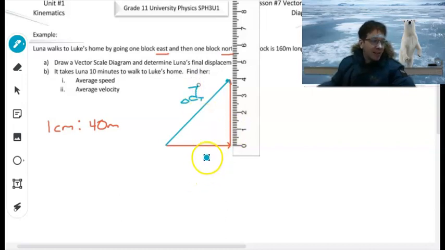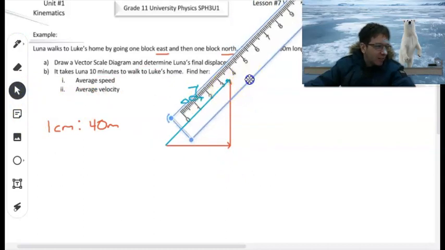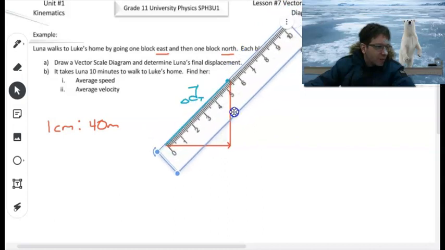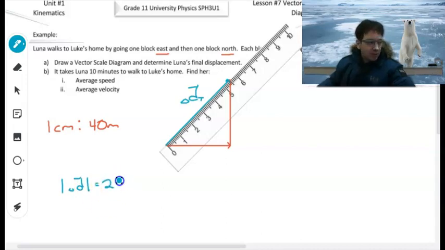So this would be our total displacement. Okay, so what's the magnitude of that total displacement? Well, we take our ruler, we're going to measure the length. Which looks to be about 5.5 centimeters. And since 1 centimeter is 40 meters, 5.5 times 40 gives you 220 meters. So our magnitude for our displacement vector is 220 meters.